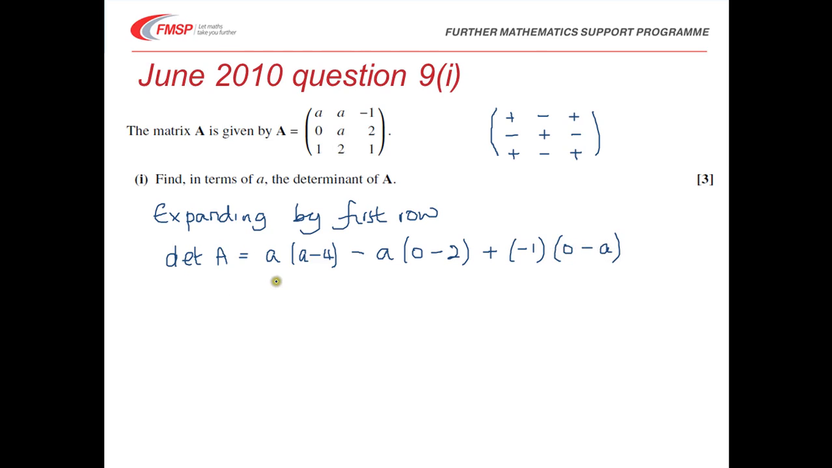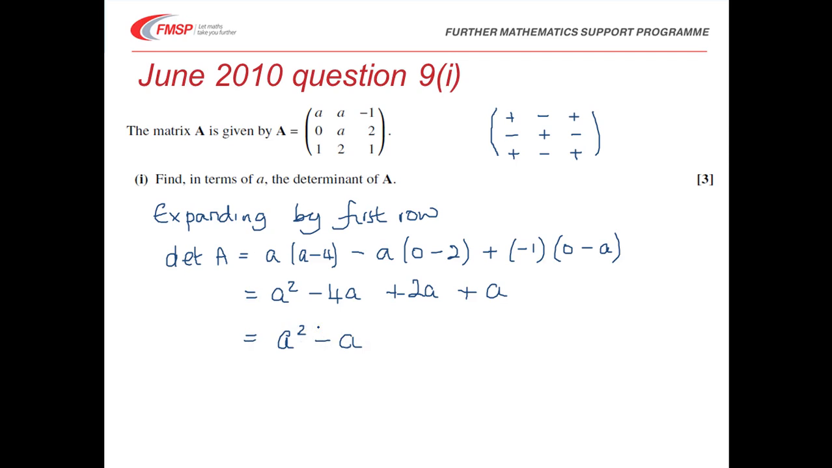And we should just simplify that and we'll get an A squared minus 4A. We have a plus 2A there, and we have a plus A at the end there. So in fact we seem to have A squared minus A, and that is our determinant.